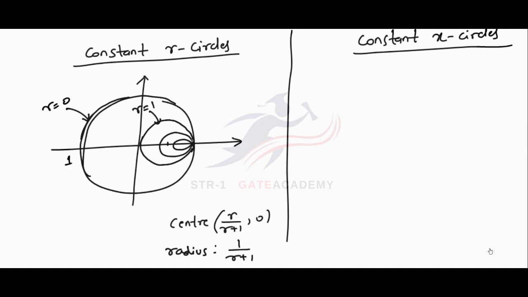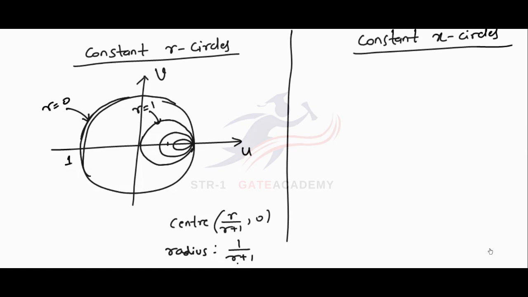So what are the characteristics of constant R circles? The first thing is, all the constant R circles have their center on the U axis. This is U and this is V. So their centers are lying on the positive u axis. It starts from 0, 0.